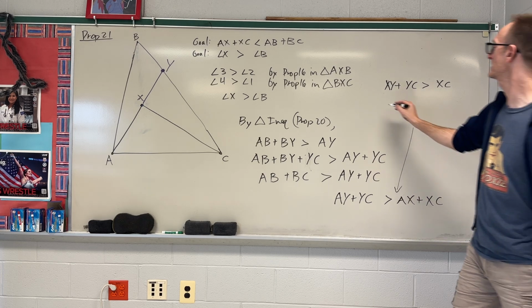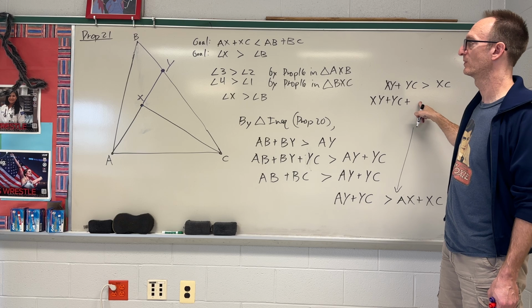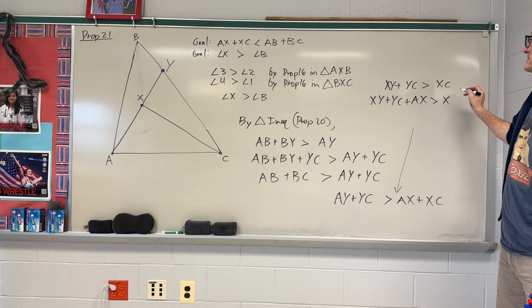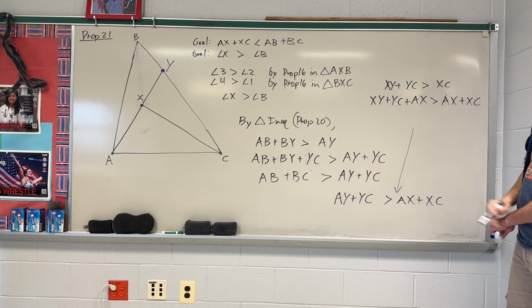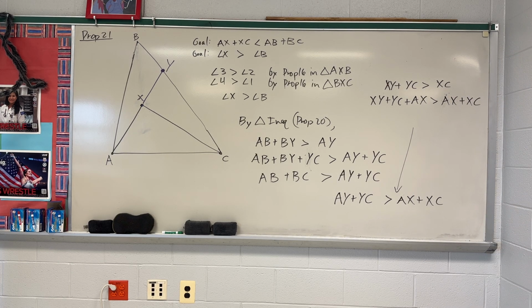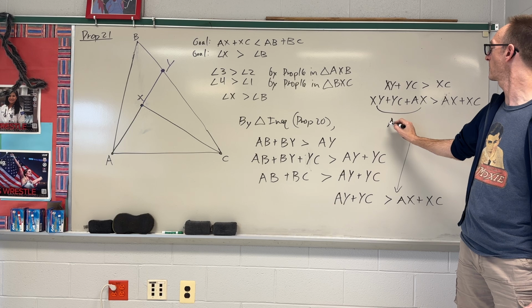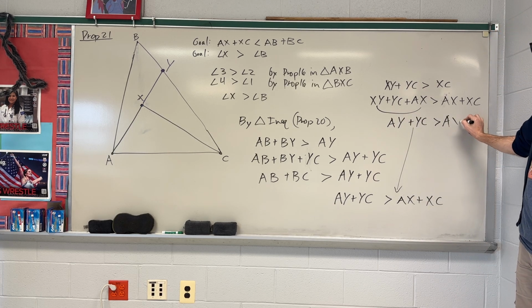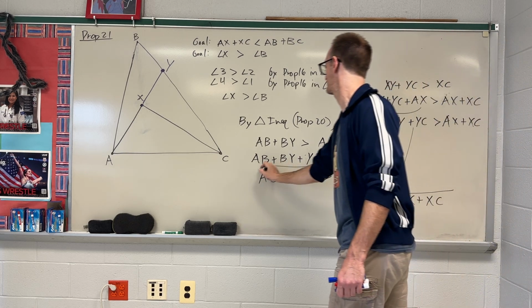So XY plus YC plus AX is greater than AX plus XC. And over there, AX and XY give you AY. I see what you're saying now. So AY plus YC is greater than AX plus XC. And now you just use the transitive property to put these two together.